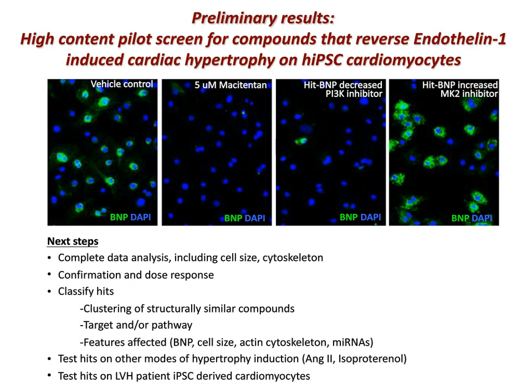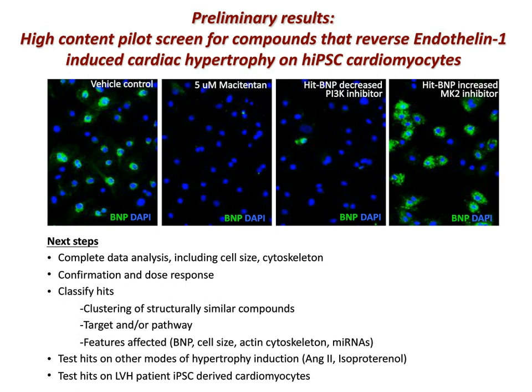So we've completed the primary screen, and now we're focused on finishing off the data analysis and performing confirmation and dose response screens, at which point we'll classify the hits based on clustering of structurally similar compounds and compounds that have similar targets and/or pathways and the features affected. Looking forward, we'll test the confirmed hit set on other modes of hypertrophy induction, including angiotensin II and isoproterenol, and on left ventricular hypertrophy patient iPSC-derived cardiomyocytes.